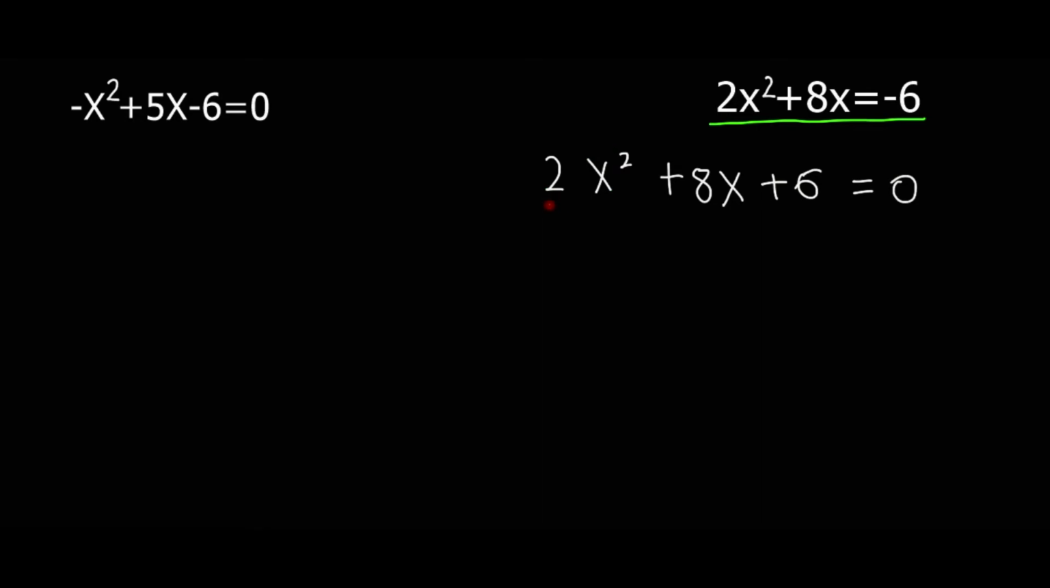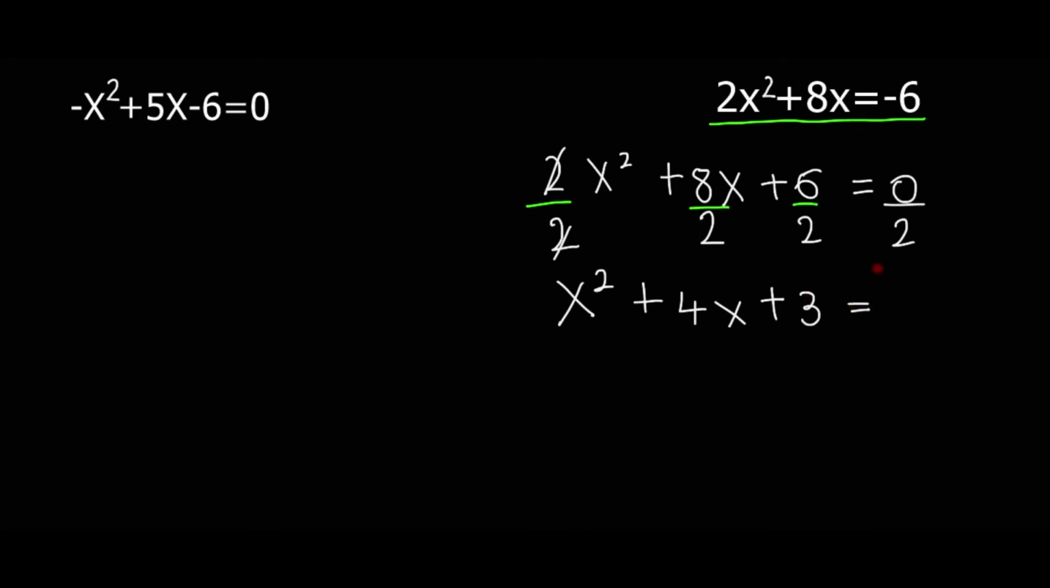Coefficient ya x squared ke 2, and then o ka kgona lemoga gore re na le a common factor. So every time re ka ba le a common factor, re tlo divide both sides ka the common factor. This means re tlo tshwanela gore divide both sides ka this coefficient ya 2. And then from here 2 and 2 they cancel, re ba le x squared, and then 8 divided by 2 ke 4, and then 6 divided by 2 ke 3, 0 divided by 2 ke 0, and then from here re ka kgona factorize.